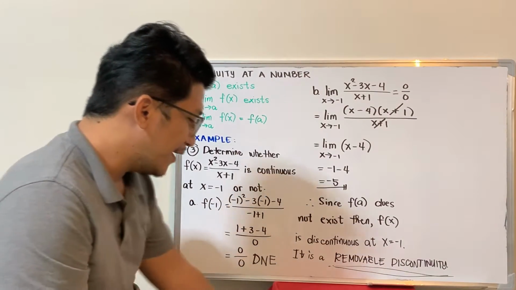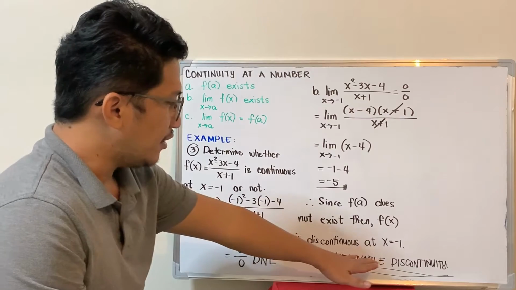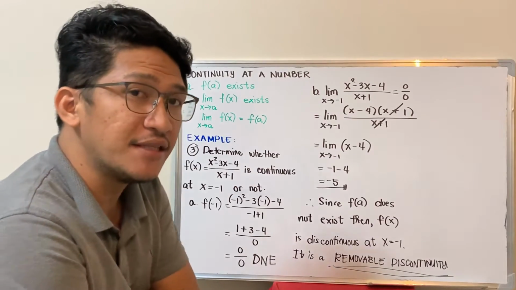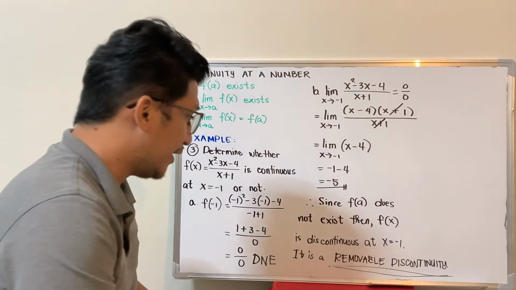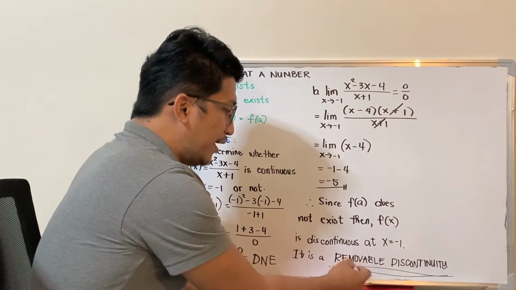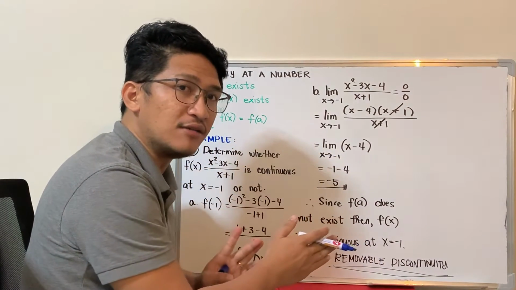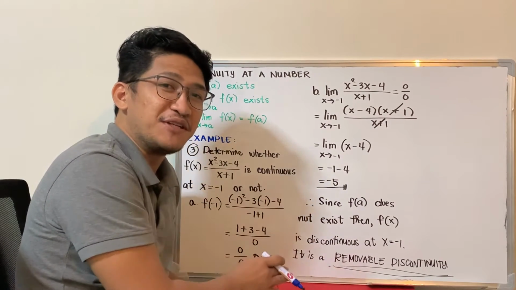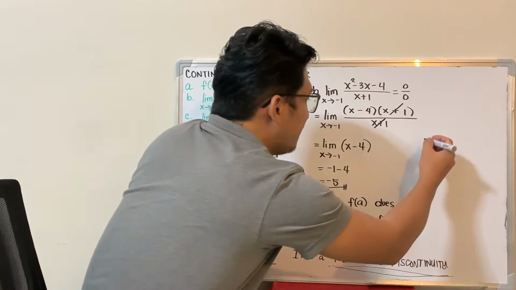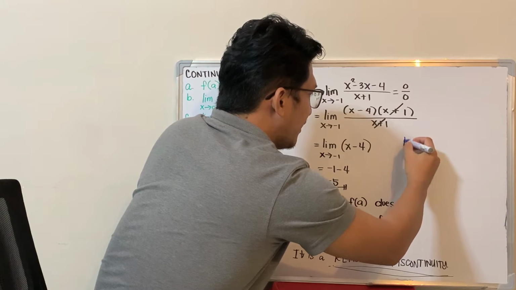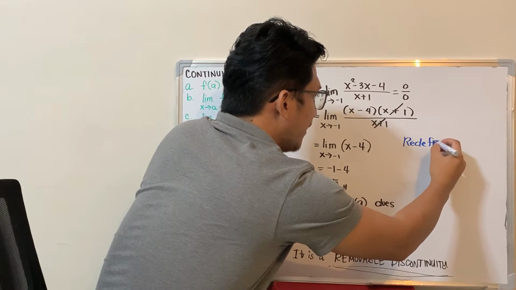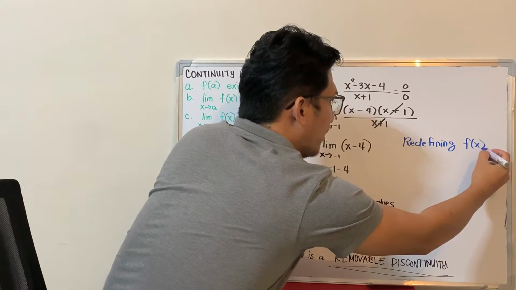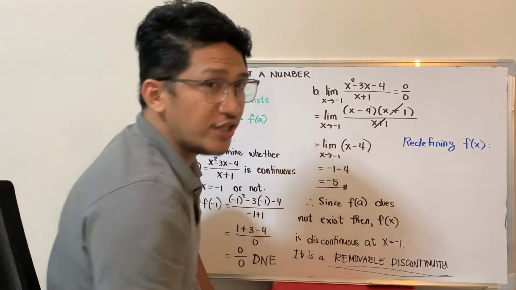And then guys, since the term is removable discontinuity, from the term itself, removable. Okay? So, we can actually redefine the function so that it becomes continuous. Again guys, it is removable. So, meaning, we can also remove its being discontinuous. So, if its discontinuity is removed, then it becomes continuous. Okay? So, we will try to redefine the function. Redefining of f of x to get the continuous function.